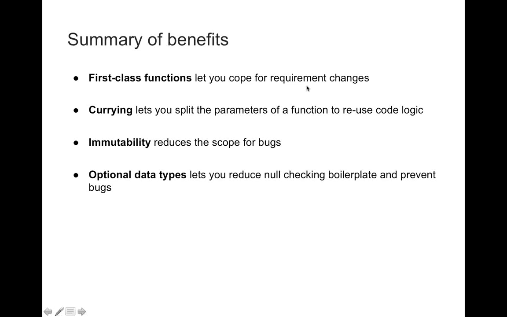Another way to think about the benefits of it is to think of it as a factory of functions. Immutability reduces the scope for bugs where you can't change the state of an object anymore. And optional data types let you reduce null checking boilerplate and prevent bugs.